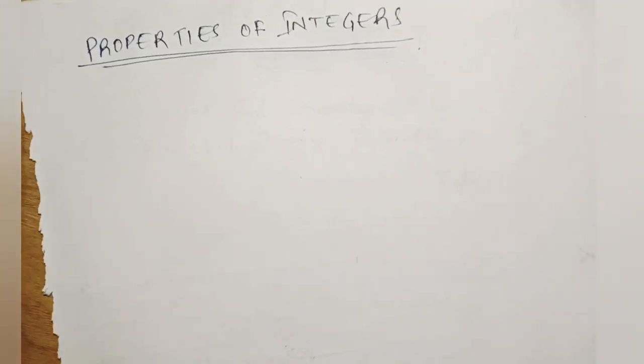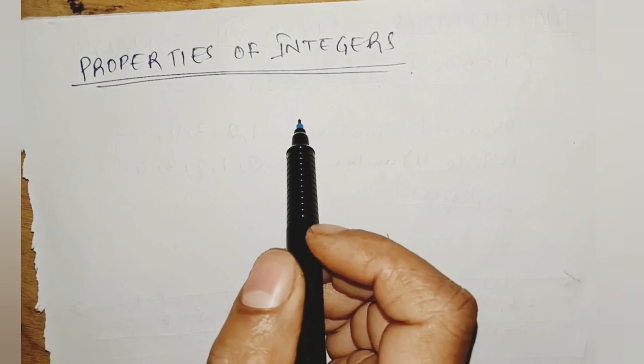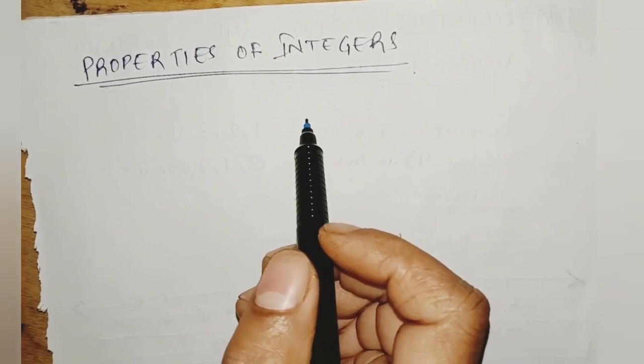Next, we see properties of integers. The first property we'll see is the closure property.